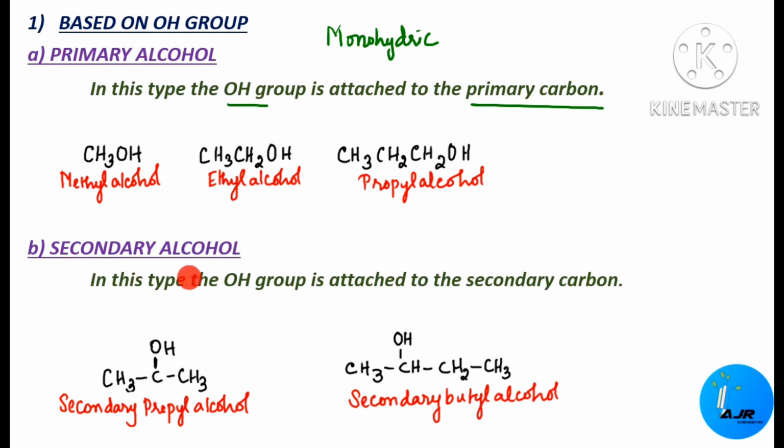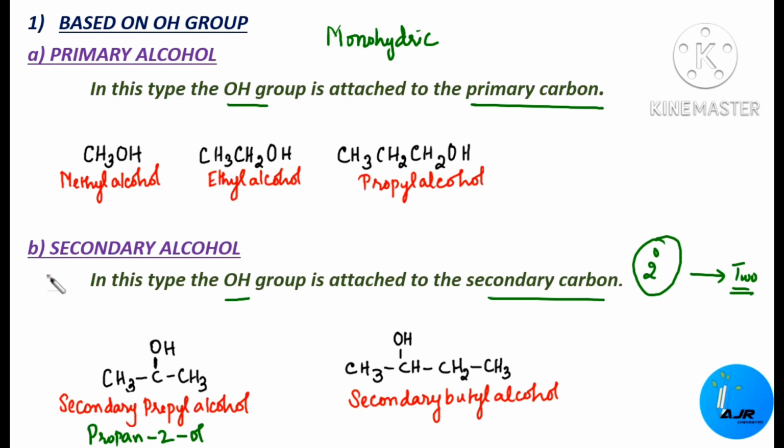Now next we shall go to the secondary alcohol. In this type, the OH group is attached to the secondary carbon. What do you mean by secondary carbon? A secondary carbon atom means this carbon atom will be attached to two more carbon atoms. Understood? Here, this OH group is attached to a carbon atom which is again attached to two more carbon atoms. So this is a secondary carbon atom. So this is an example of secondary alcohol, secondary propyl alcohol, or we can give another name, propan-2-ol.